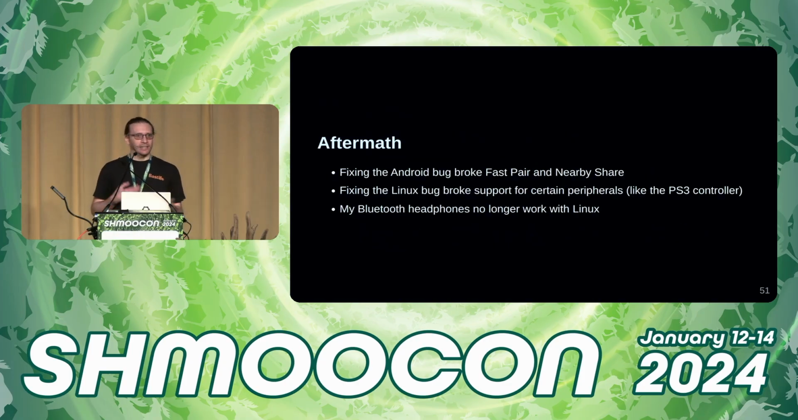So the aftermath, I think, is still going to be unknown for a while, but some initial data points. Fixing the Android bug broke fast pair and nearby share on Android. So these are technologies which run on Bluetooth. Nearby share is Google's technology, which is kind of like AirDrop. And then fast pair allows you to discover devices that are close by to you outside of the SDP process, which is faster discovery of nearby devices.